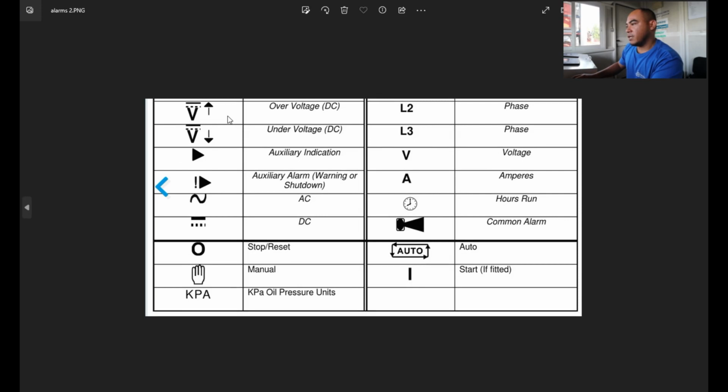So this one is the DC voltage. If you see V with a dot symbol and an arrow up, this one means over voltage DC. What are the causes for that one? You have to look at your charging alternator, if its voltage is correct, or, for example, if you replaced the charging alternator, what type of battery you are using. You have to look at the battery and the charging alternator's voltage output.